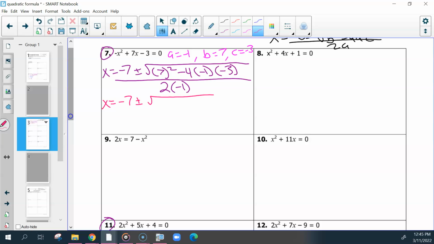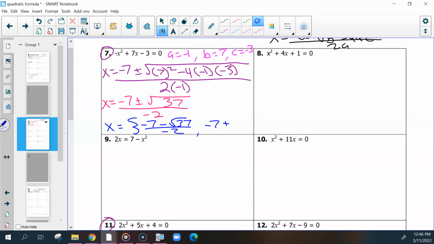Yes, it is. 37. Is 37 a perfect square? No. So then we are going to leave this as is, but put it in our solution set. Negative 7 minus the square root of 37 over negative 2, and negative 7 plus the square root of 37 over negative 2.